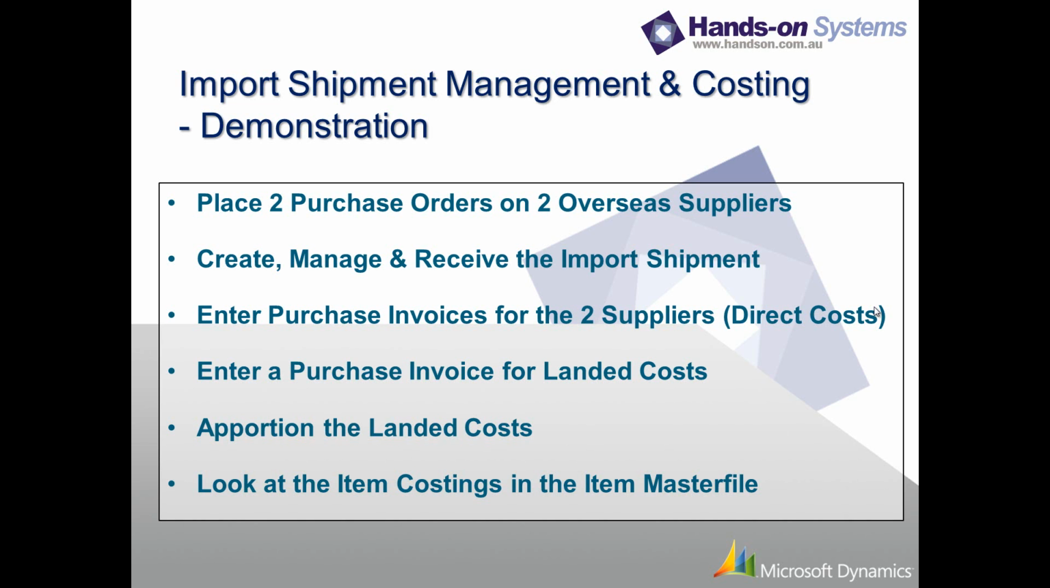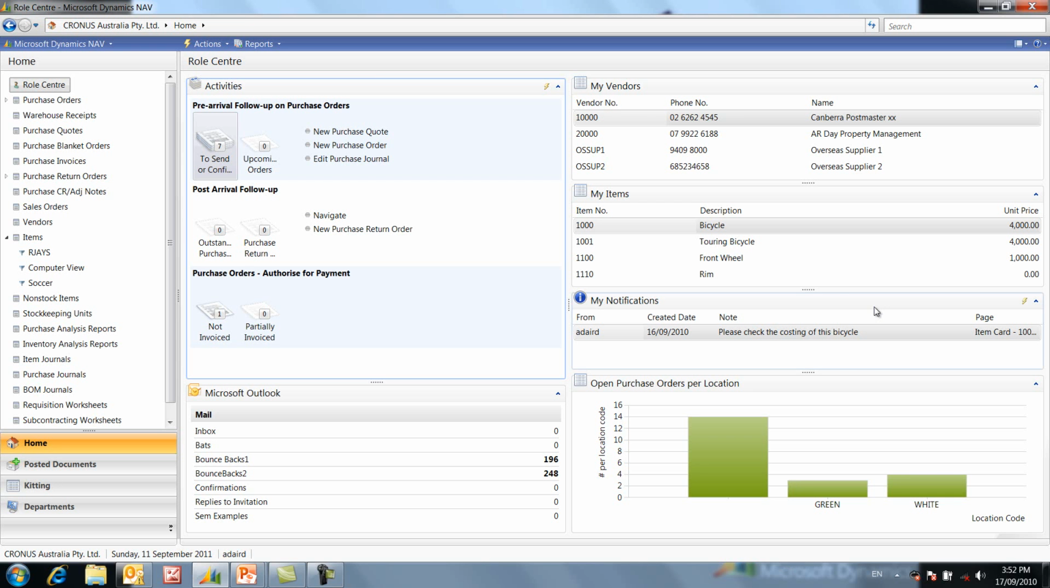Then I'm going to enter purchase invoices for the two suppliers, and these are obviously the direct costs of those items. Then I'm going to enter a purchase invoice for the landed cost of those items on that import shipment. Then I'm going to apportion those landed costs. And then I'm going to look at the item master file of one of those items to show you how the system handles those direct and indirect costs. So, to do this, let's go to Microsoft Dynamics.